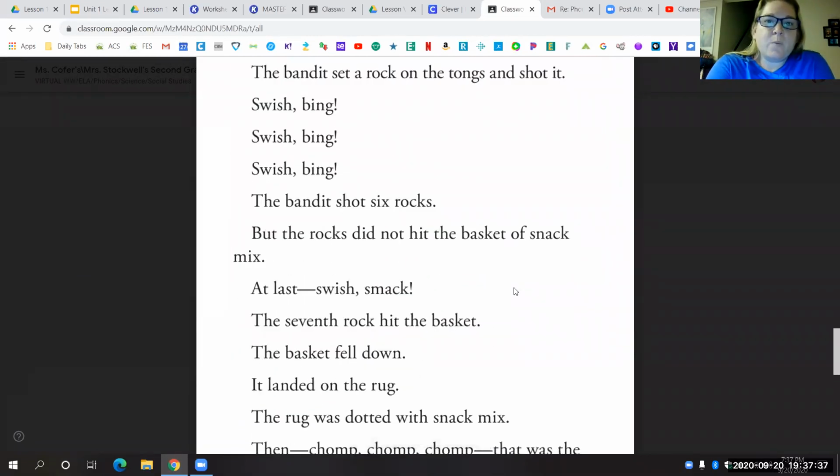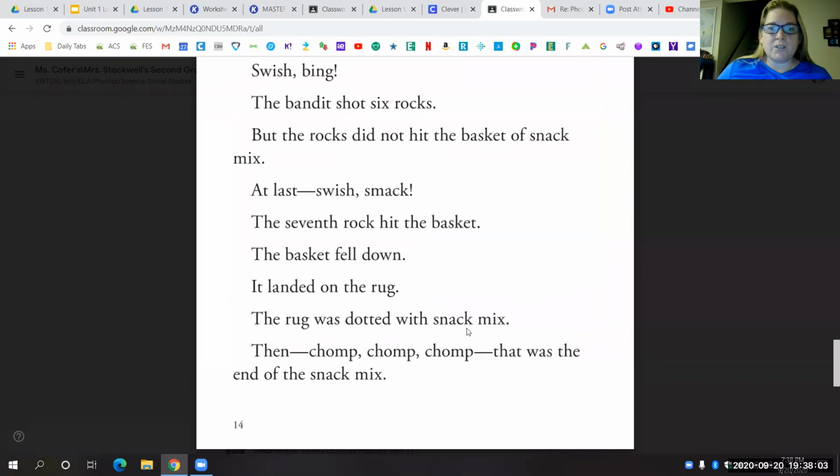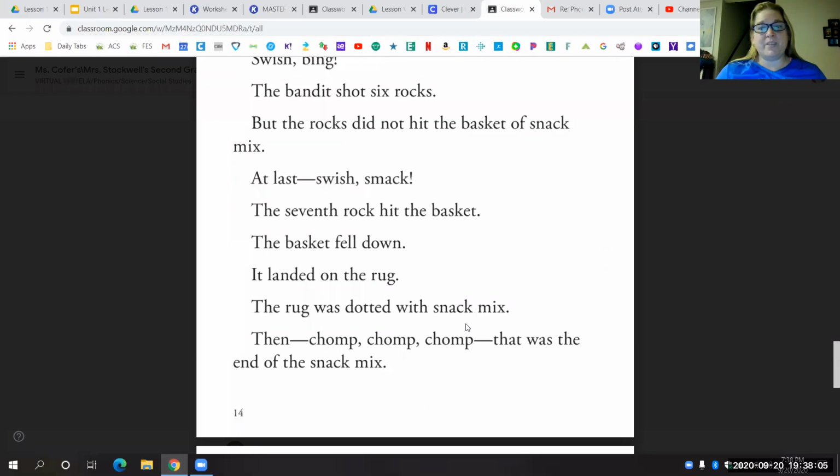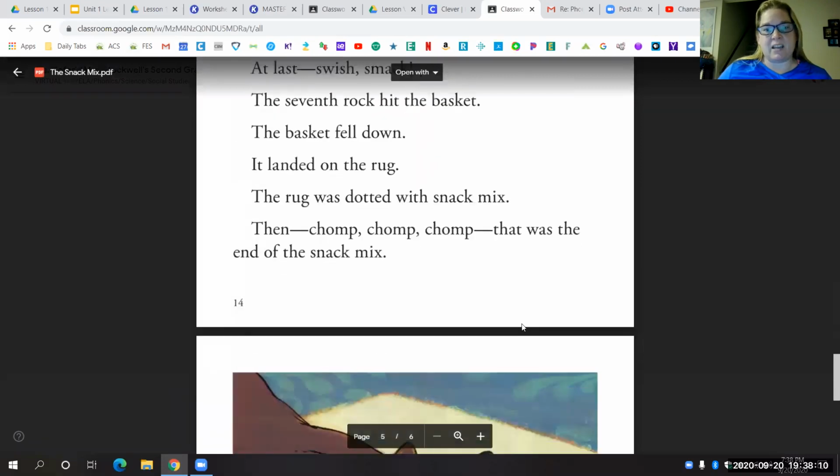The bandit set a rock on the tongs and shot it. Swish, bang, swish, bang. The bandit shot 6 rocks, but the rocks did not hit the basket of snack mix. At last, swish, smack! The 7th rock hit the basket. The basket fell down. It landed on the rug. The rug was dotted with snack mix. Then, chomp, chomp, chomp. That was the end of the snack mix.